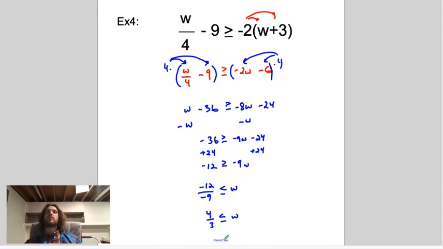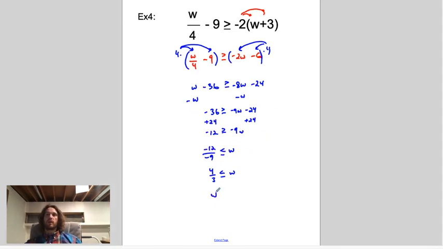Let's go ahead and change the direction of that inequality to get w is greater than 4 over 3. That's our answer. And I think we even graphed something similar, but just a quick sketch of what that graph looks like.